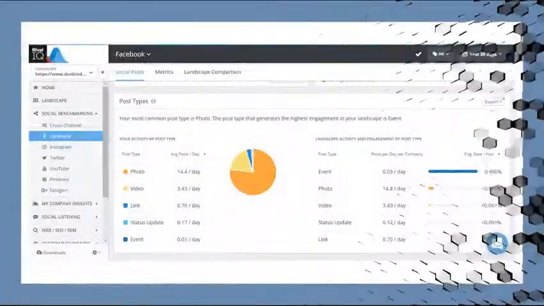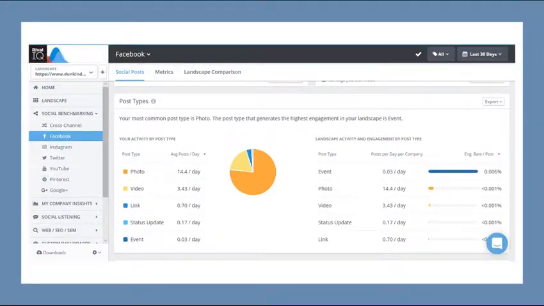This next slide is talking about post types. It says your most common post type is photos. So of course, photos attract people. There's a phrase that says a picture is worth more than 1,000 words, and it's true. I know I'm more attracted to seeing a picture or a video than to reading a whole story or a whole report about something. So we're seeing that photos are attracting a lot of people, and they're engaging on our site.